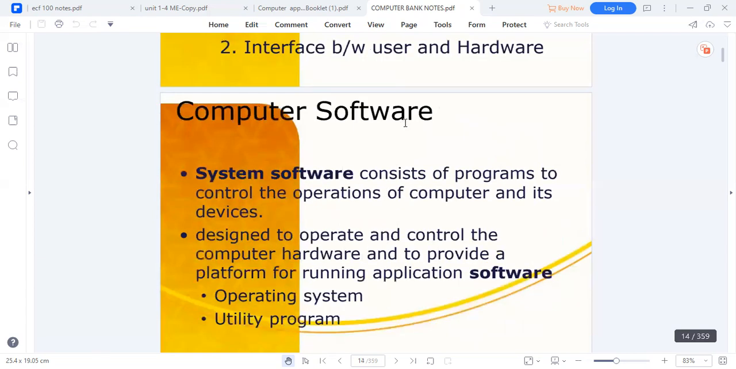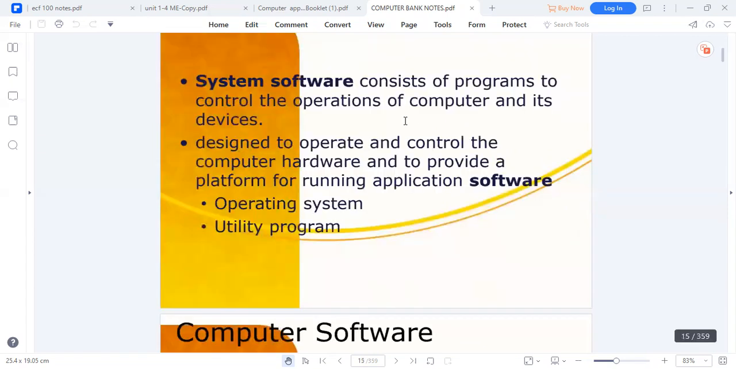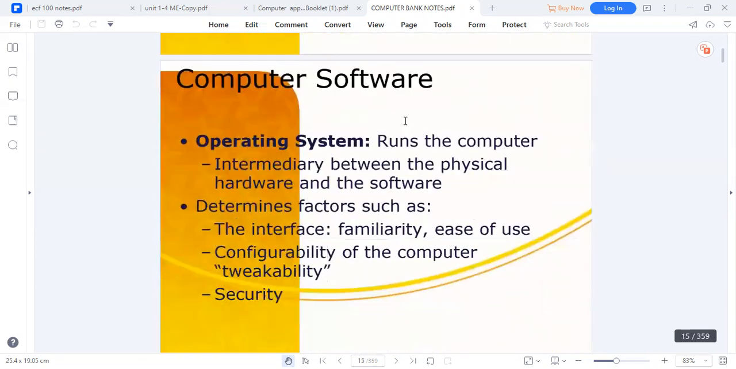A computer has a software system which comprises programs that control operations of the computer and its devices. It is designed to operate and control the hardware and also provide a platform for running applications using the operating system and the utility programs. The operating system is simply the part of the computer that runs the computer. It is the intermediary between the physical world and the invisible world, the physical being the hardware and the invisible being the software.